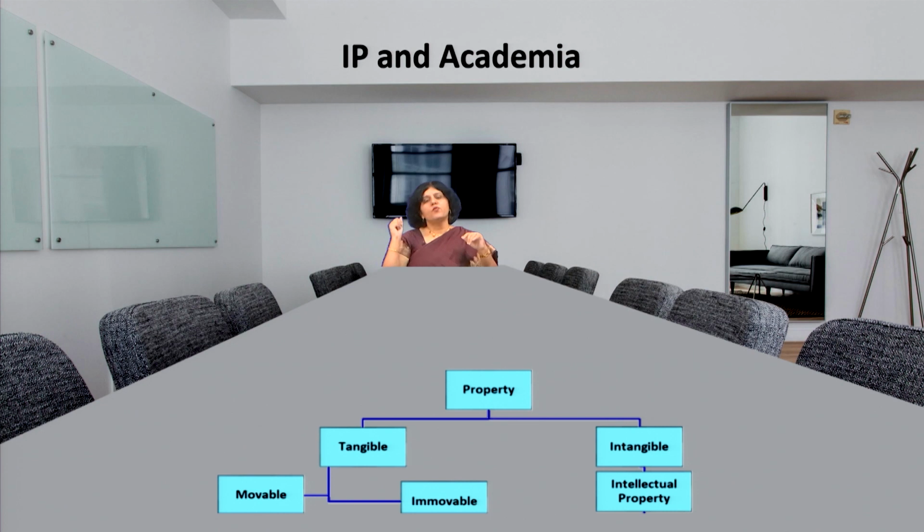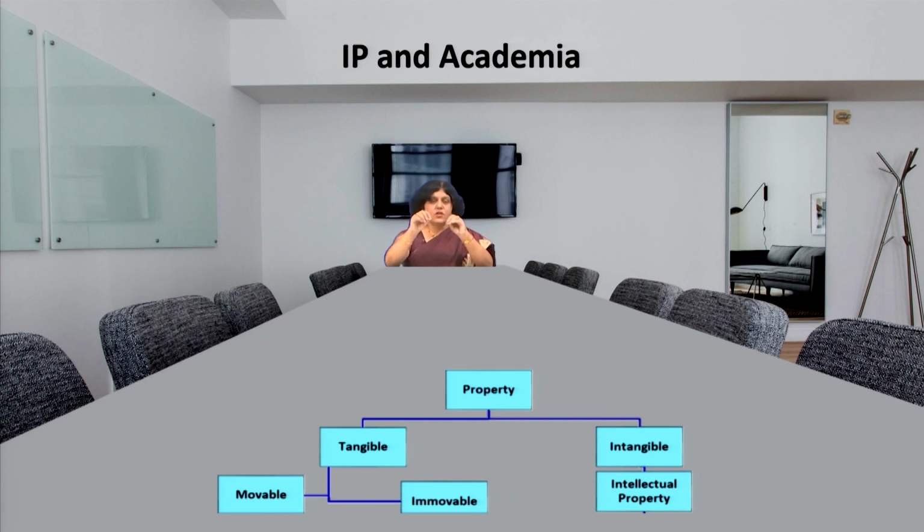Another type of property is intangible property, which we cannot touch. Suppose I am thinking about a patent, or about some invention. You cannot touch that thinking. Or if somebody is writing a poem, thinking about a poem, you cannot touch that creation, whatever is going on in the brain. That is what intangible is, and in that intangible, intellectual property comes.